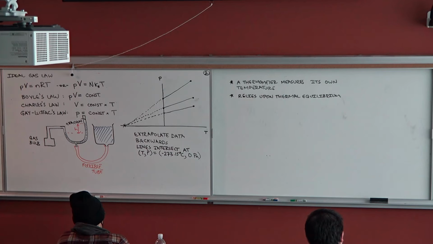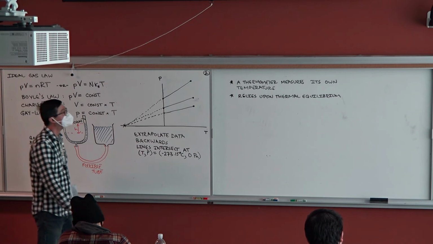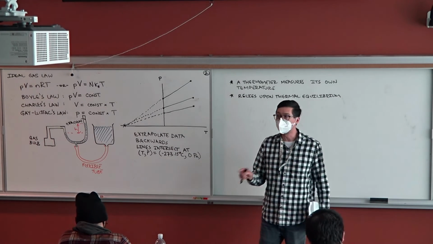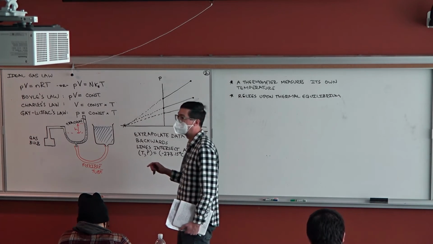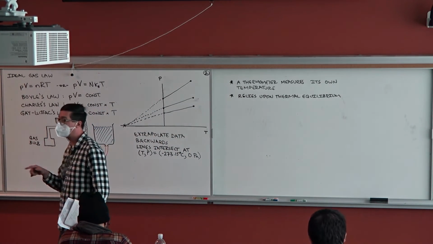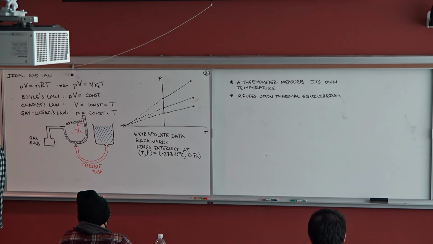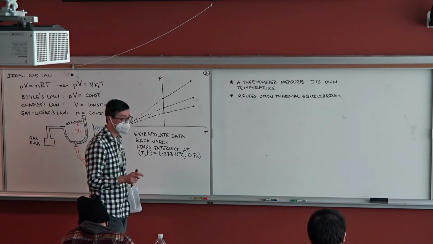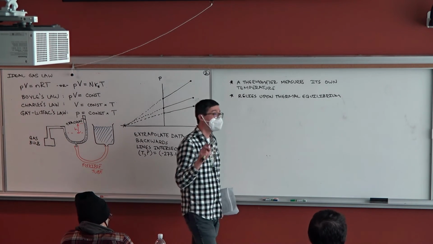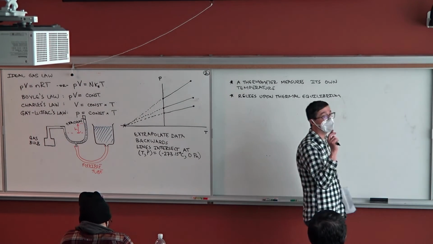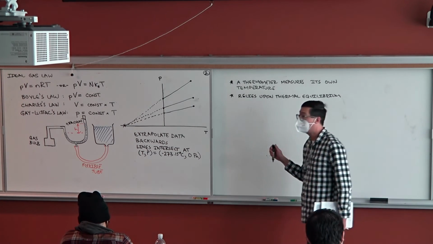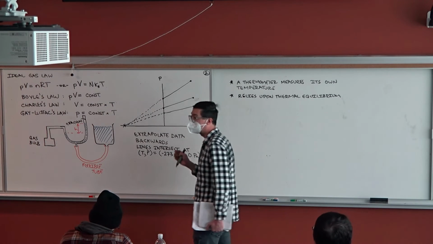By this, what I mean is, if you place two objects in thermal contact, give them some means of transferring energy back and forth. If you place two objects in thermal contact, energy will transfer from the object at higher temperature to the object at lower temperature until they are at the same temperature.